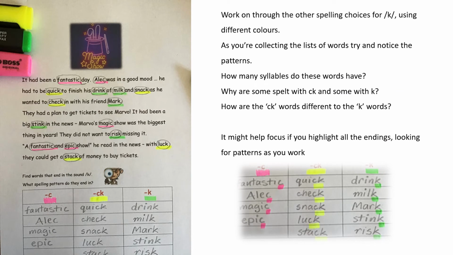So now we take a few different coloured highlighters and work on through the other spelling choices for the sound k at the end of a word. And as you're collecting together your list of words, try and notice the patterns. So how many syllables do these words have? Why are some spelt with CK at the end and some with just a K? How are they different? And it might help you to focus if you highlight all the endings and look for the patterns as you work.